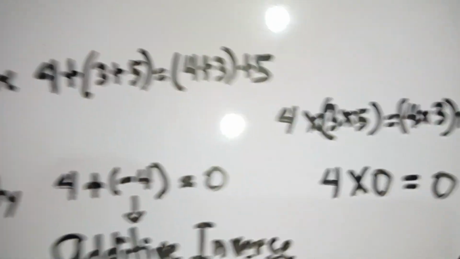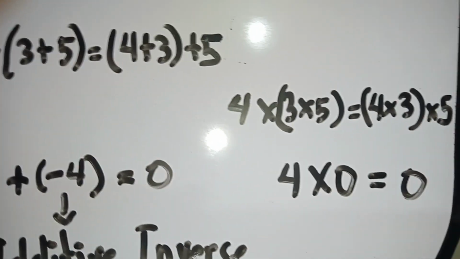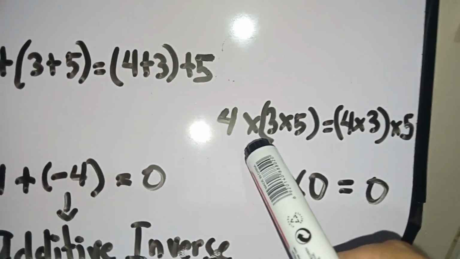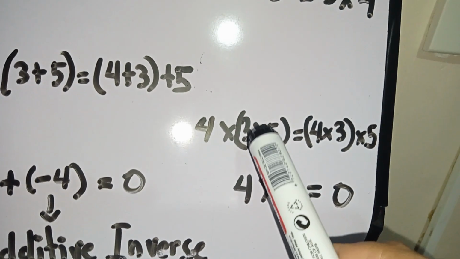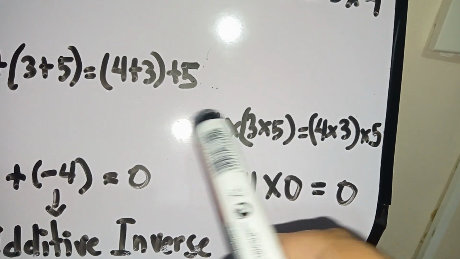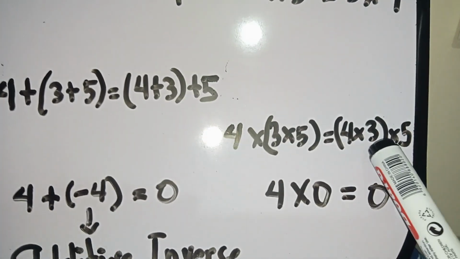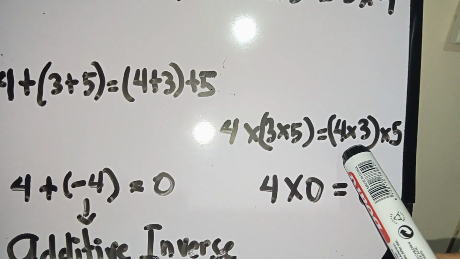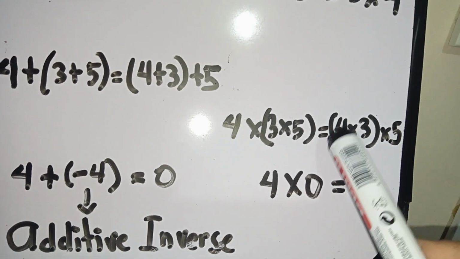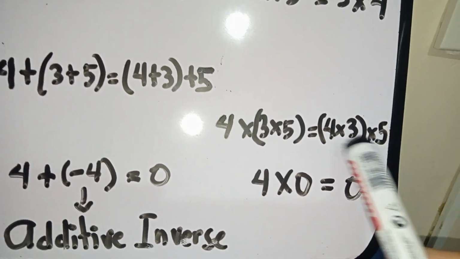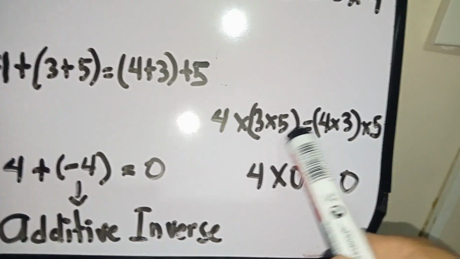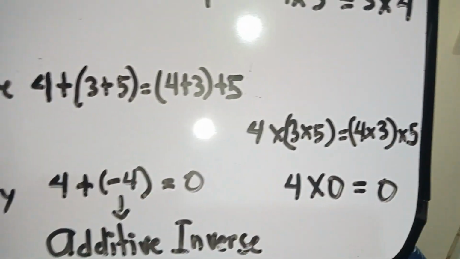In the same manner, when we talk about multiplication, I have here 4 times the quantity of 3 times 5. So the group is 3 times 5. 3 times 5 is 15, times 4 is 60. On the other hand, the other set of grouping is 4 times 3, which is 12, times 5. So the grouping of the factors does not affect its product.